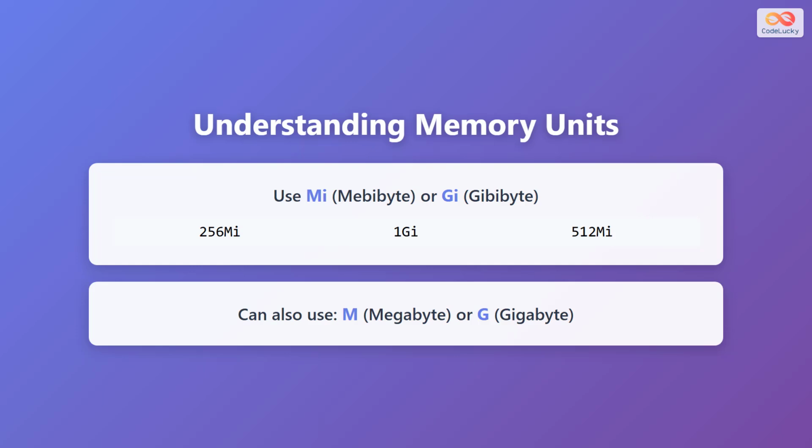Memory in Kubernetes can be specified using different units. The most common are Mi for mebibyte and Gi for gibibyte. For example, you might request 256Mi, 1Gi, or 512Mi. You can also use M for megabyte or G for gigabyte. The difference is that Mi and Gi use binary calculations, while M and G use decimal. In practice, Mi and Gi are preferred in Kubernetes configurations.